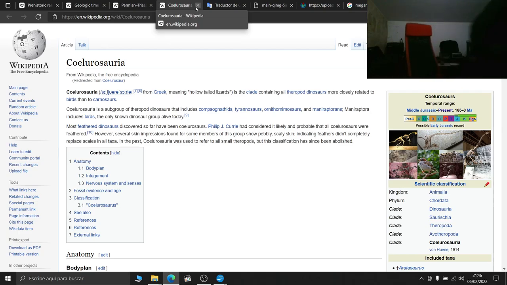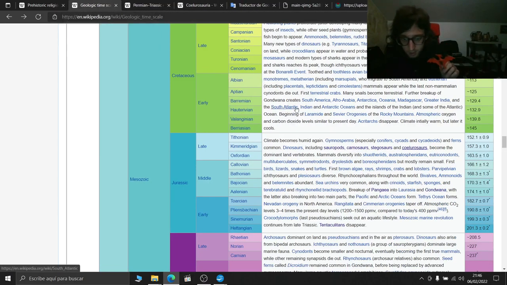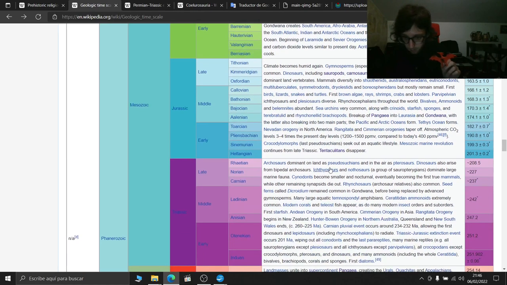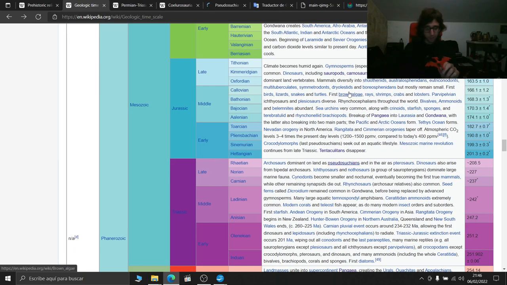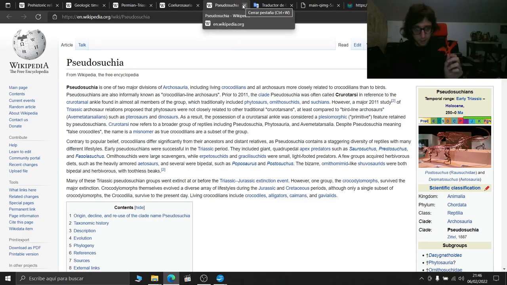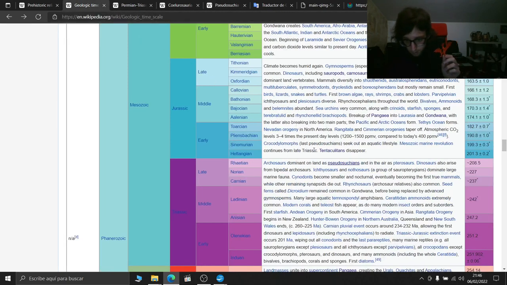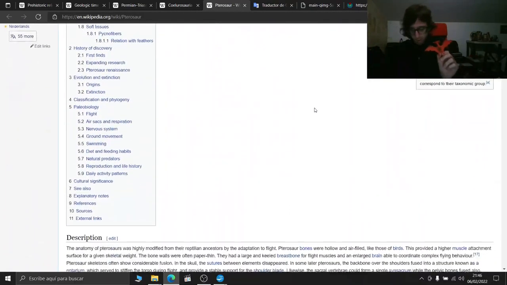One moment. I forgot to bring this one. This one is the Pterosaurus. That is not really a dinosaur. If you remember, the Pterosaurus starts in the Triassic. This one, Pterosaurus. Pterosaurs are the flying ones.